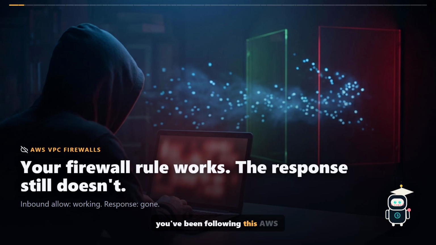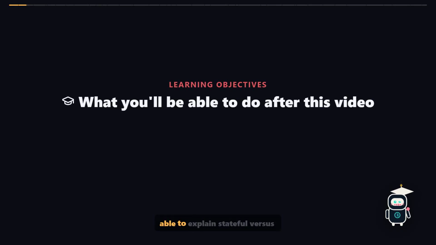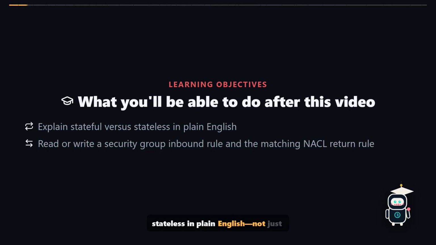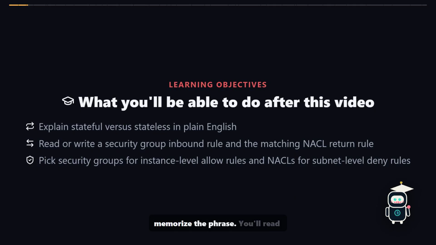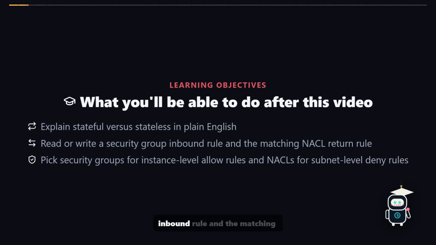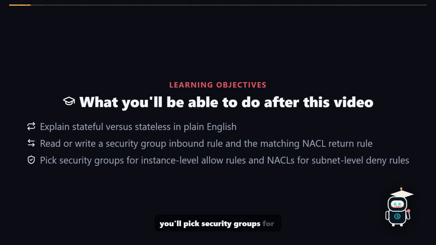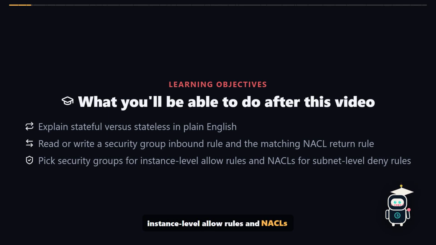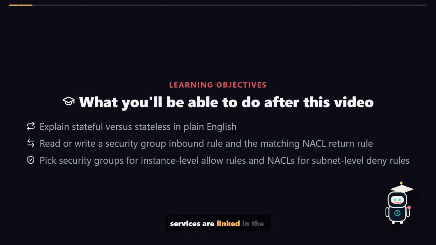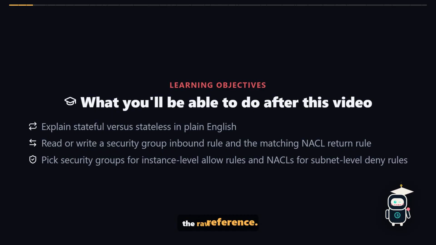If you've been following this AWS Cloud Practitioner series, you already know the subnet itself. Now, we add the firewall layer everyone forgets. By the end, you'll be able to explain stateful versus stateless in plain English, not just memorize the phrase. You'll read or write a security group inbound rule and the matching network access control list return rule that statelessness demands. And you'll pick security groups for instance-level allow rules and NACLs for subnet-level deny rules. Both services are linked in the AWS docs if you want the raw reference.